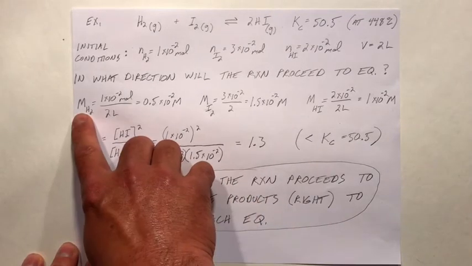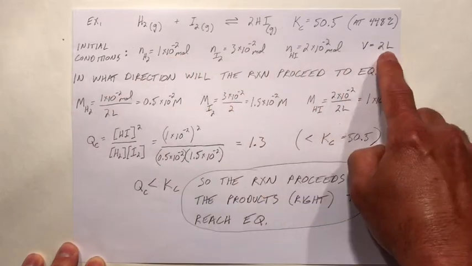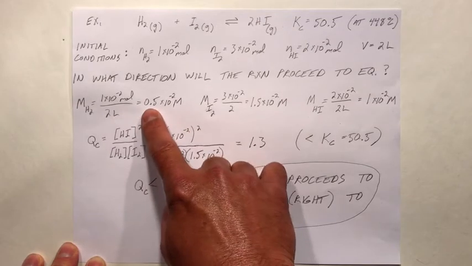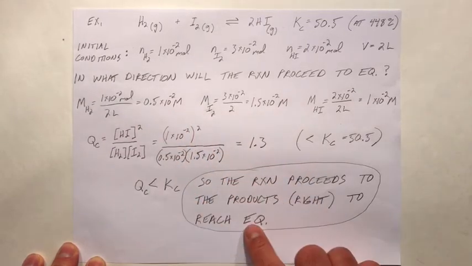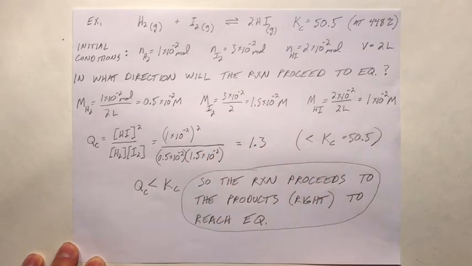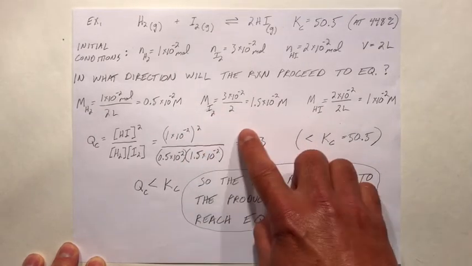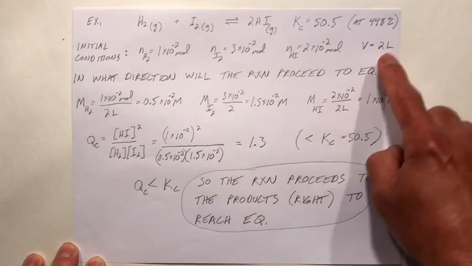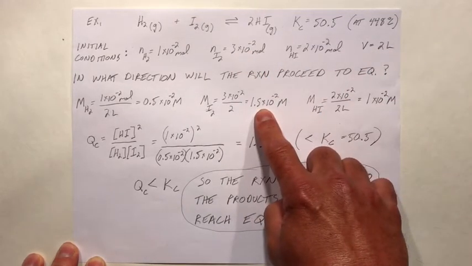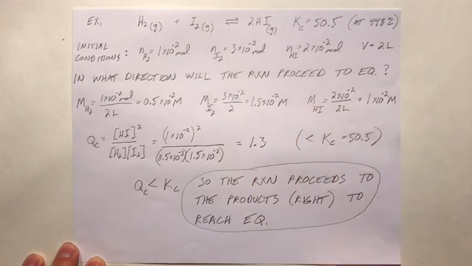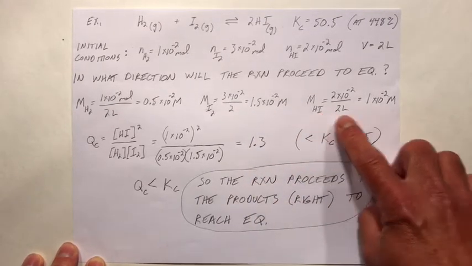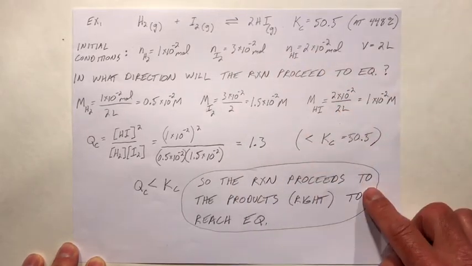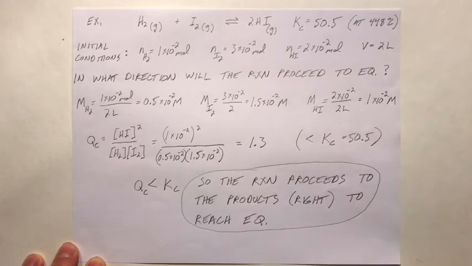So to get molarity for H2, we take the moles divided by the liters. So 1 times 10 to the negative 2 moles divided by 2 liters calculates out to be 0.5 times 10 to the negative 2 molar concentration, or capital M. The concentration for I2 is equal to 3 times 10 to the negative 2 moles divided by 2 liters. That calculates to be 1.5 times 10 to the negative 2 molar concentration. And for HI, the concentration is 2 times 10 to the negative 2 moles divided by 2 liters, 1 times 10 to the negative 2 molar concentration.